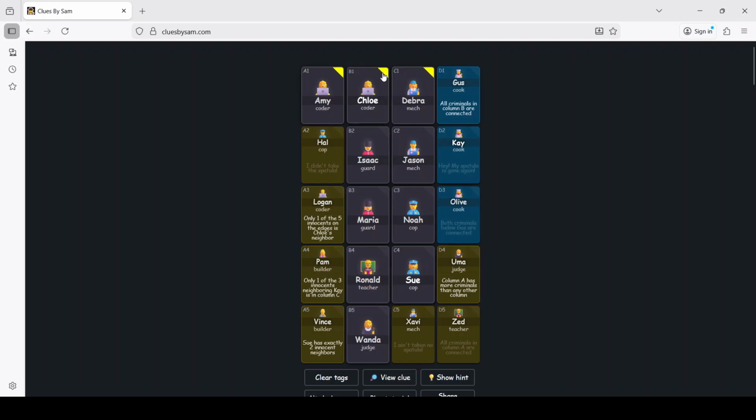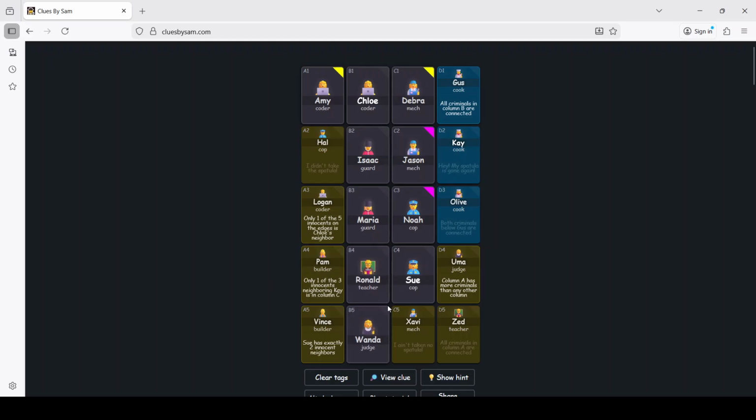And now we are getting the new clue. Sue has exactly 2 innocent neighbors. Okay, so Sue does have one revealed innocent neighbor, that is Olive. So that means, though, of Noah, Maria, Ronald, and Wanda, only one of those can be innocent. That said, I think the connection clue is going to start coming into play here somewhat, especially now that we know either Wanda or Chloe can be innocent, but not both.